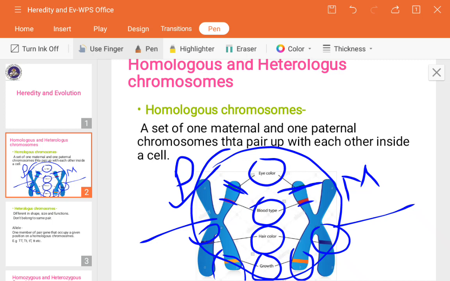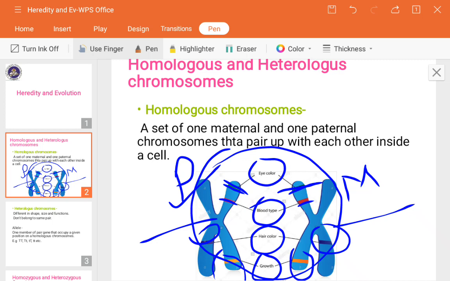Whenever some abnormality or any other problems are created in a baby, it is just because some different traits are present in their corresponding genes. So this is about the homologous chromosome.